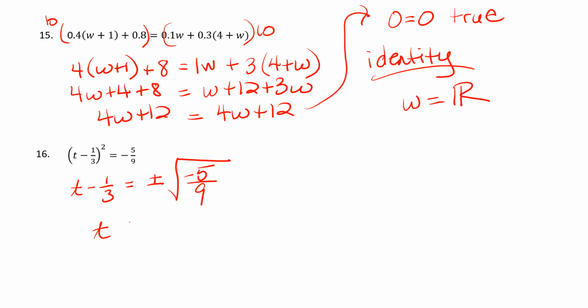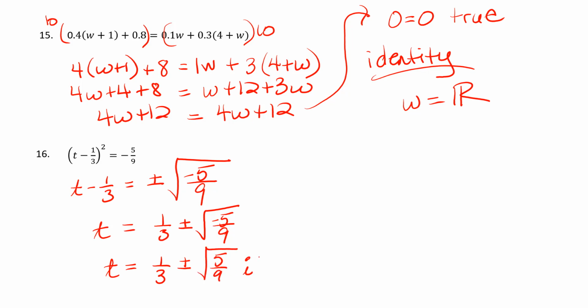T, if we add 1/3 to both sides, it's going to be 1/3 plus or minus the square root of negative 5/9. We can't work with the square root of a negative number, so we have to change it to an i. So t equals 1/3 plus or minus the square root of 5/9 i.